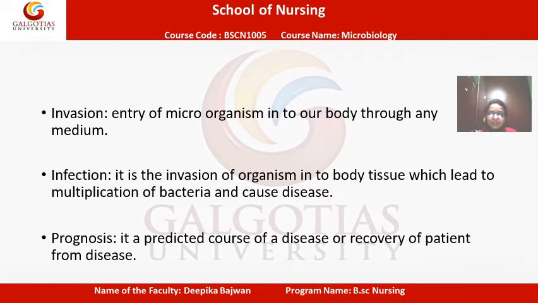So the physician used to tell us the patient has a 10% recovery rate, or a 90% recovery rate. That is the prognosis of the disease. So the recovery of the patient from any disease condition is known as prognosis. That can be predicted as a percentage or in days. So this is known as prognosis.